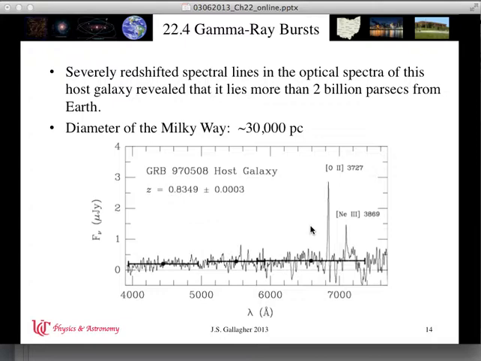The diameter of the Milky Way itself is only 30,000 parsecs, and yet this particular one, gamma ray burst 970508, was shown to be 2 billion parsecs away from Earth. Okay, so these things, gamma ray bursts, not only are not in our system, they're also not in our galaxy, and they're some of the most distant things that we observe.